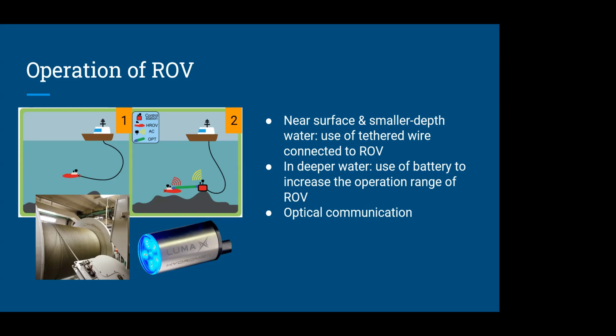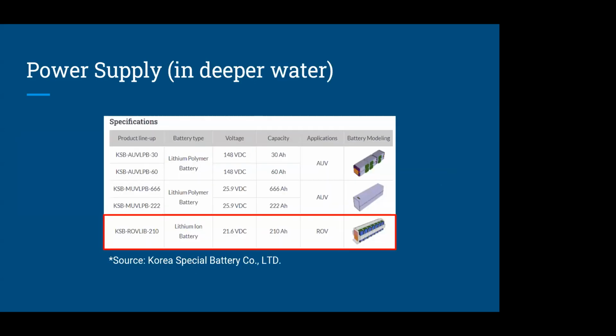So with these two limitations, we have decided to create a hybrid system involving both batteries and wires. The tethered wires will be used nearer to the surface and in smaller depth waters, while when the ROV goes deeper down into the water, we will switch to the use of the batteries to increase the operational range of the ROV. This is the type of battery that we will use, the lithium-ion battery, which is more suitable than lithium polymer batteries for ROV applications.